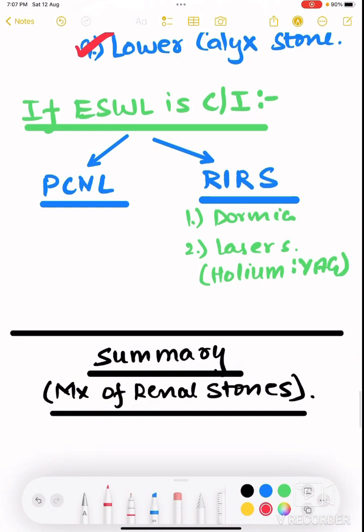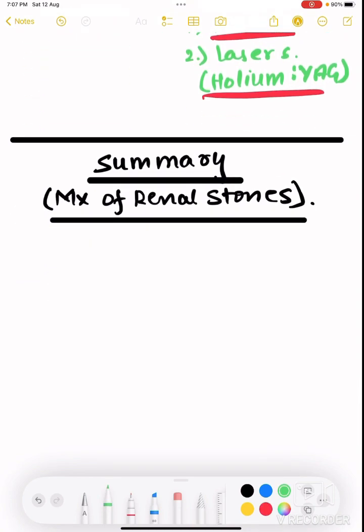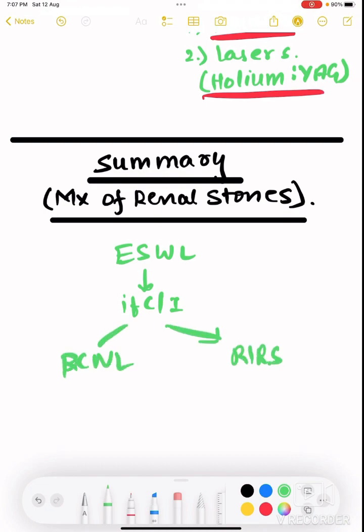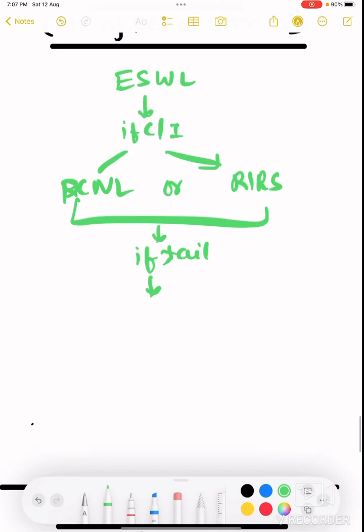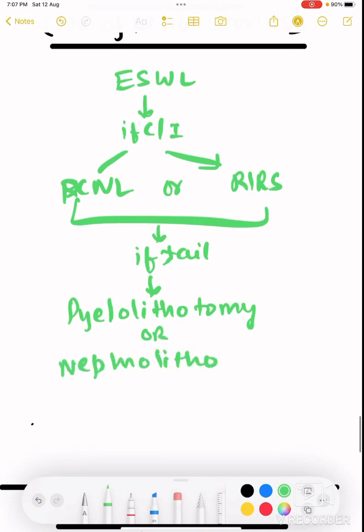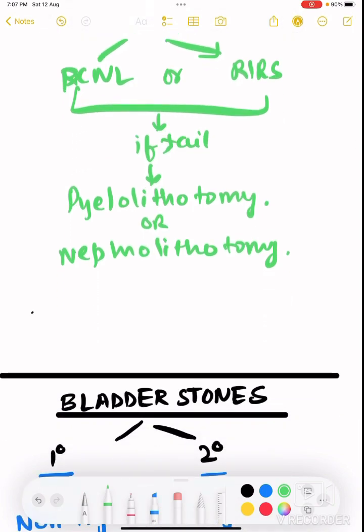If ESWL is contraindicated, what will you do? Percutaneous nephrolithotomy or retrograde intrarenal surgery, for example, Dormia or laser. What laser do we use? Holmium YAG. So what is the summary of treatment? First you will do extracorporeal shock wave lithotripsy. If it is contraindicated, then you will go for PCNL, percutaneous nephrolithotomy, or RIRS, right? If both fail, then what will you do? You will do pyelolithotomy or nephrolithotomy, open surgery, and we do these to remove stones directly from the site where it is present.